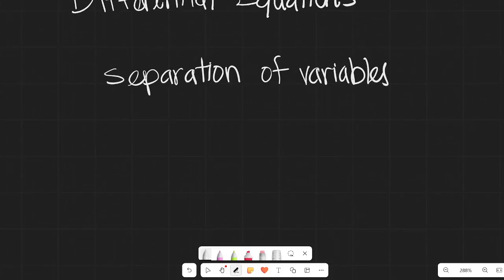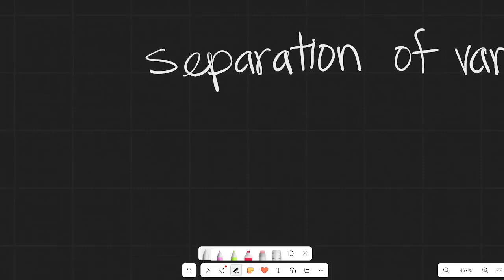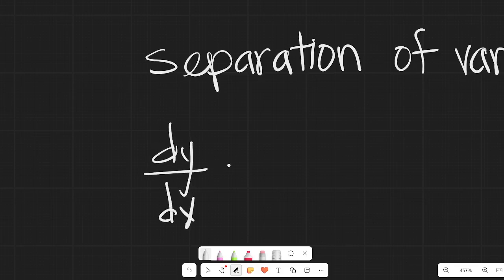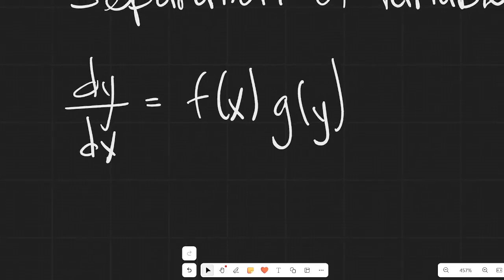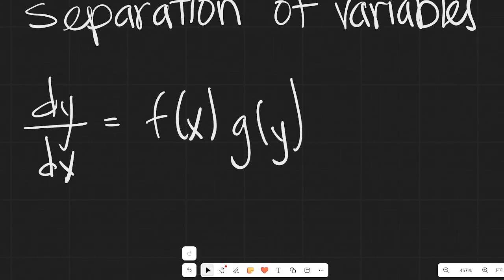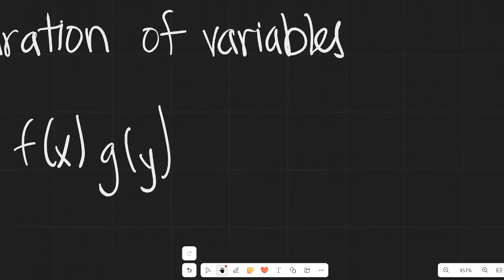And so how do you know if you can use separation of variables? Well, that's a good question. If the differential equation can be written in the following form, dy/dx equals some function f of x times some function g of y, then we know that the differential equation is a separable equation, and we can apply separation of variables.